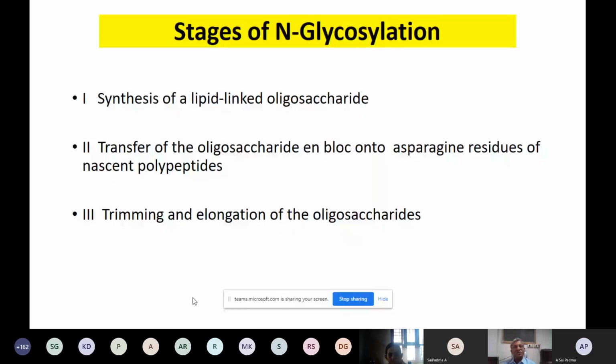The next major biosynthesis of the glycoproteins is N-glycosylation, which occurs in 3 steps. First is the synthesis of a lipid-linked oligosaccharide. Second is the transfer of the oligosaccharide block onto asparagine residues of the nascent polypeptides. And third is the trimming and elongation of the oligosaccharides.